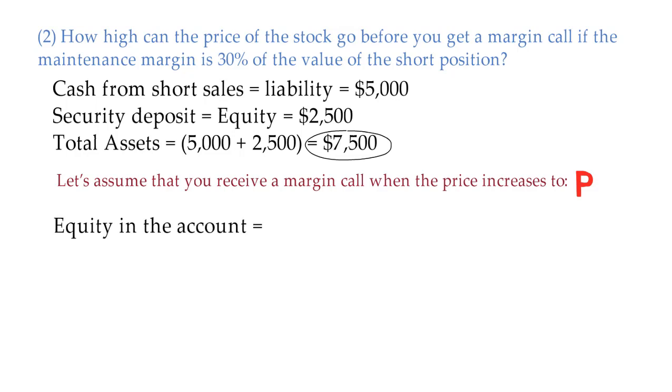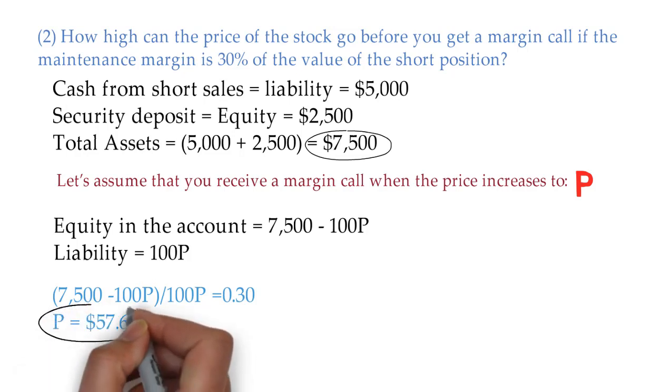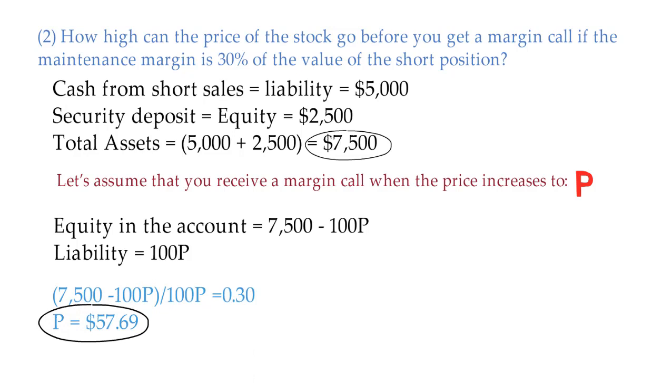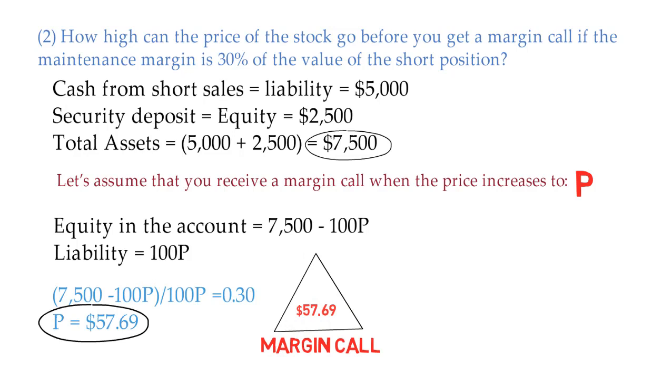At this price, equity in the account would be 7,500 minus 100 times P. P is unknown. Liability in the account would be 100 times P. Now solve the following equation for P. (7,500 minus 100P) divided by 100P equals 0.3, which is the maintenance margin. If you solve this equation, you get P equals 57.69. Hence, a margin call will be issued when the stock price reaches 57.69 or higher.